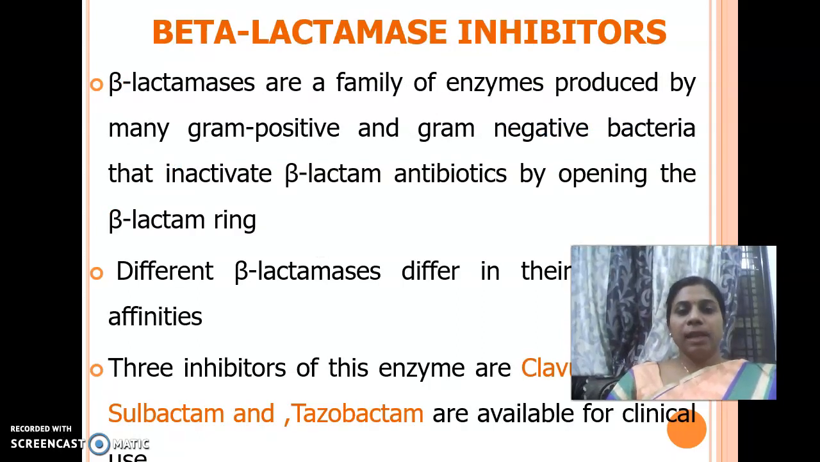For the introduction of beta-lactamase inhibitors, as the name includes beta-lactamase, we have to know what beta-lactamase is. Beta-lactamases are a family of enzymes produced by many gram-positive and gram-negative bacteria that inactivate beta-lactam antibiotics by opening the beta-lactam ring. Different beta-lactamases differ in their substrate affinities. There are three inhibitors of this enzyme: clavulanic acid, sulbactam, and tazobactam. These are clinically used as beta-lactamase inhibitors.